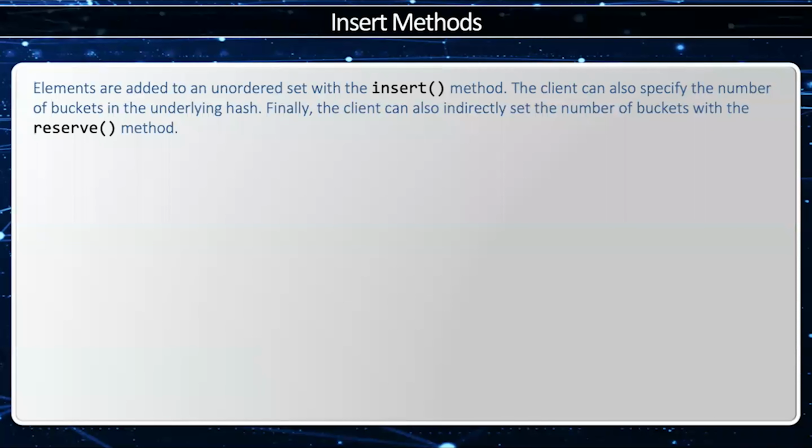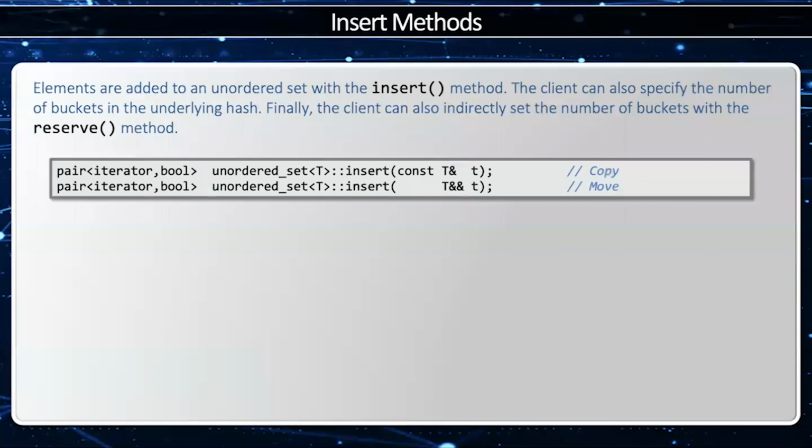There are several different methods that allow us to insert elements into a hash. The first is the insert, where we either copy or move an element into the unsorted set. Notice we return a pair, both an iterator to the element we just inserted and a Boolean to see if we did insert it. In other words, if there's a duplicate there, it's going to be false, but if we're able to insert a unique element, then it'll be true.